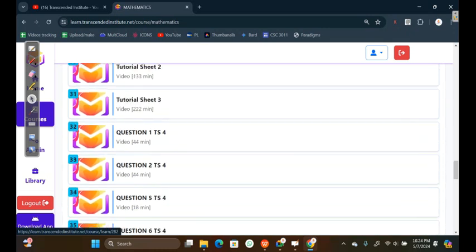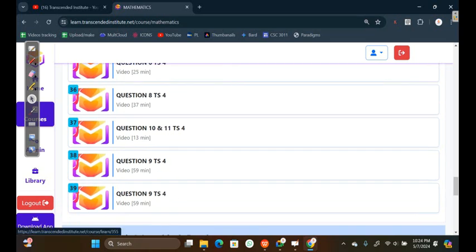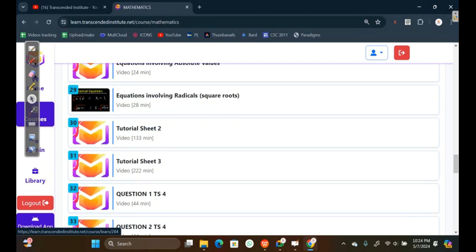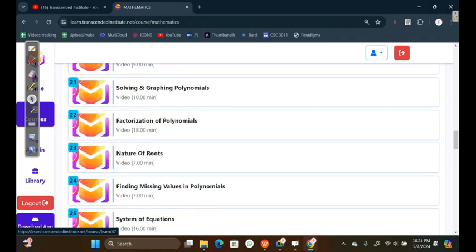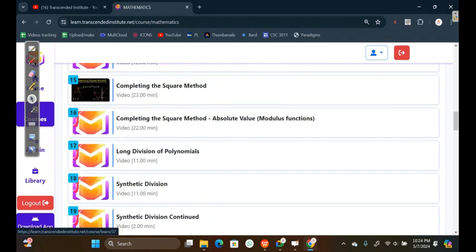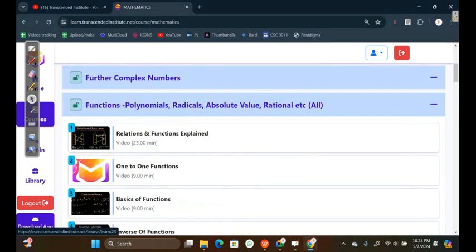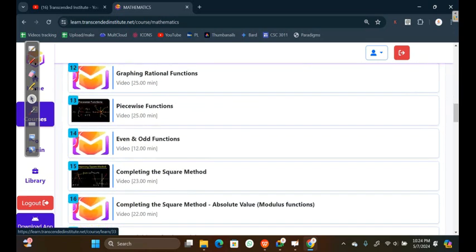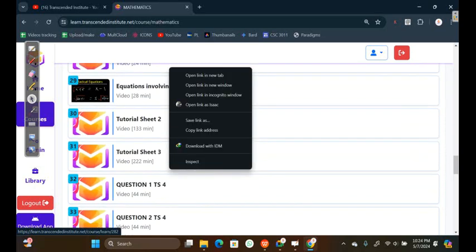Tutorial sheet 4, we have already solved it. It's also here. Question 1 tutorial sheet, question 9 tutorial sheet 4, all the questions, we have them here. Then we also have tutorial sheets 2 and 3. They are also here. The only way you can access these, which I think is very affordable, is 80 kwacha per course per month, and you'll be able to access everything in math, including the past papers.